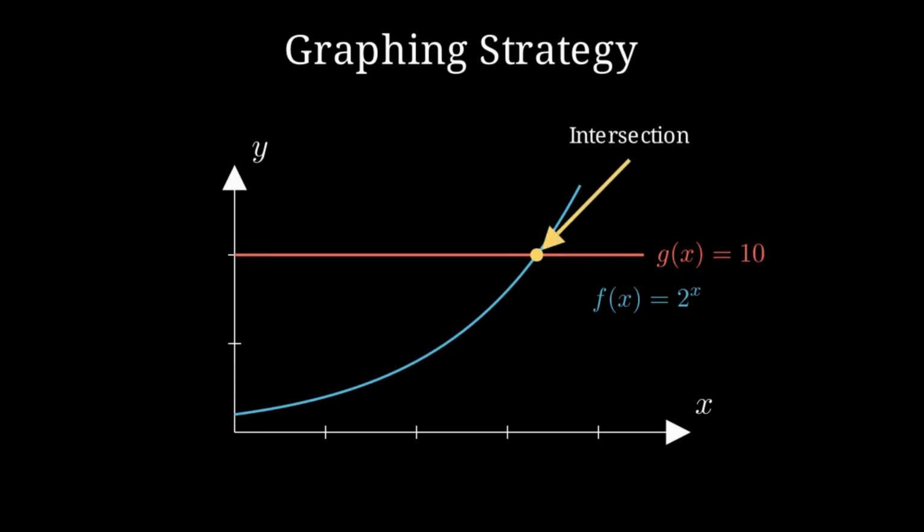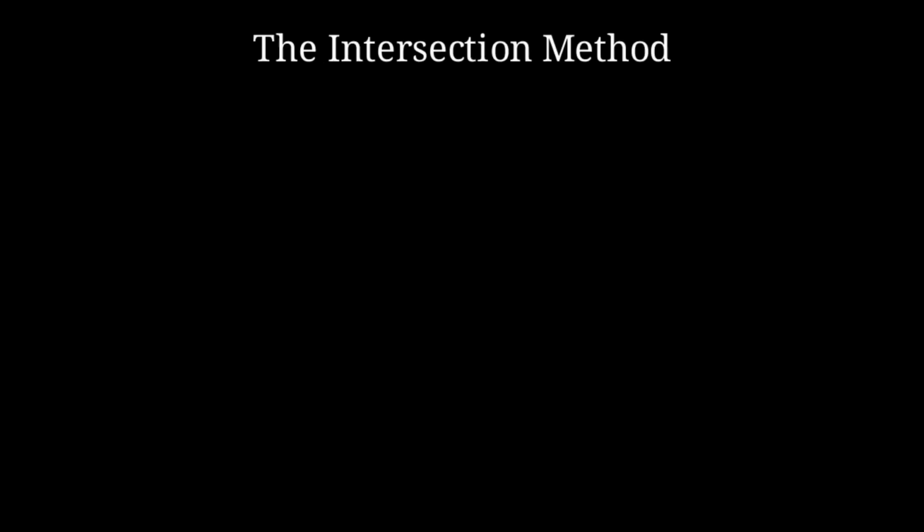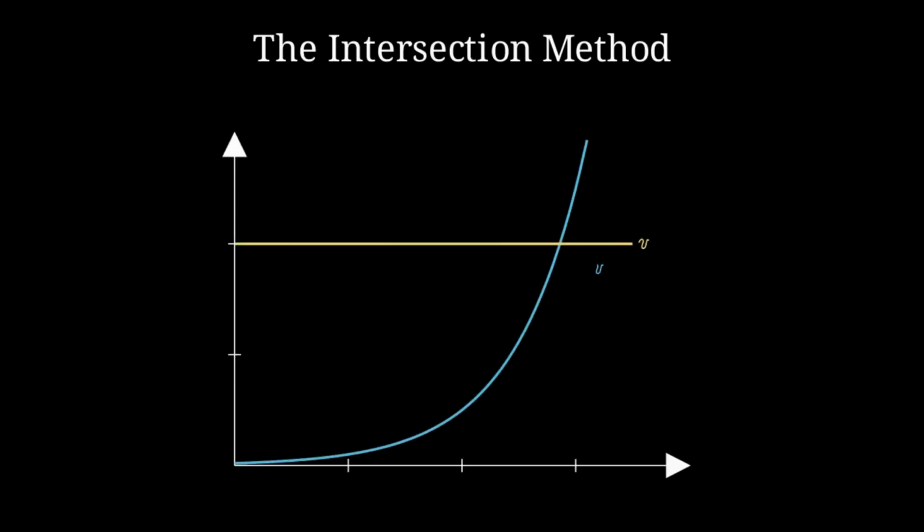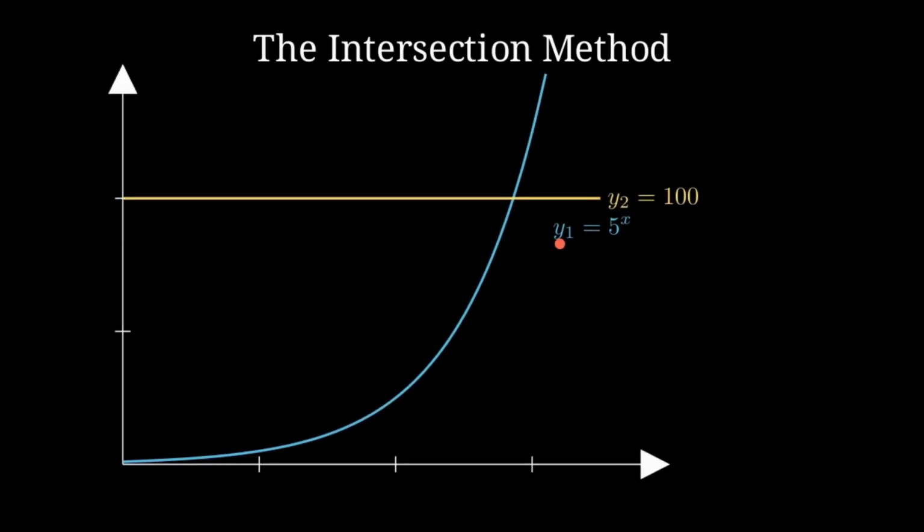By treating each side of the equation as a separate function, the solution is simply the x-coordinate where the two lines intersect. On a graphing calculator or software, you can plot both equations and use the intersect tool. This visual approach is excellent for verifying your algebraic work or solving equations where the variable appears in multiple places.